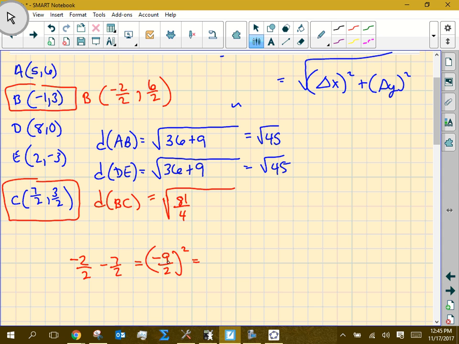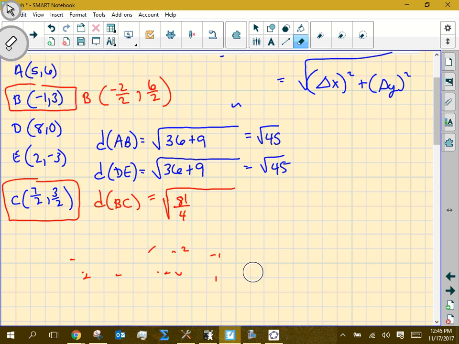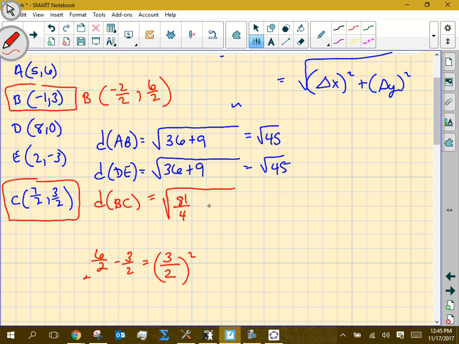So hopefully that shows you that when you have a fraction you want to square, your laws of exponents say square the top number, square the bottom number. That's all you've got to do. Does that make sense? Okay. Now let's do the y's. If I take 6 over 2 and subtract from it 3 over 2, what's 6 minus 3? 3. Denominator stays 2, right? Square that number. What's it going to give you? 9 fourths. Okay? So when I add those together, what's 81 plus 9? 90. So we get 90 over 4, right?